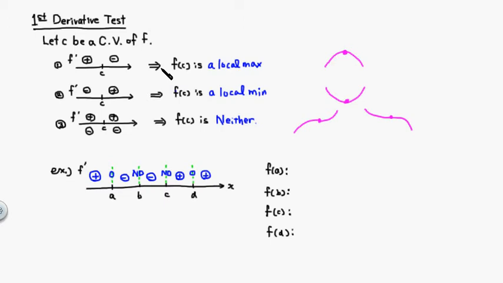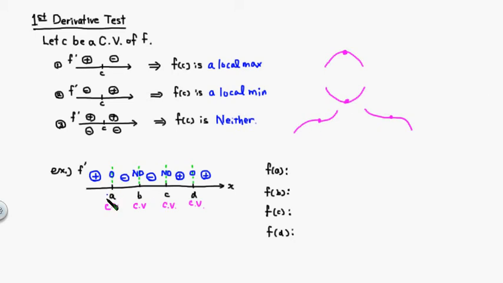Let's apply this first derivative test to determine if f of A, f of B, f of C, f of D are local max or local min. So if you have a function that is continuous on all real numbers, and these are critical values here, A is a critical value, B is a critical value, C is also a critical value, and D is also a critical value. At these points we want to determine if we have a local maximum or local minimum. Let's look at this.